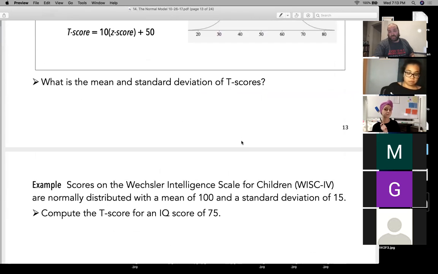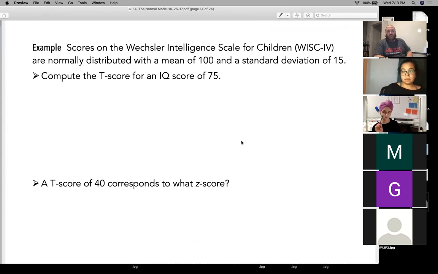Okay, so let's just do an example of this. Scores on the Wechsler Intelligence Scale for Children, the WISC-4, because the first 3 were bad enough, are normally distributed with a mean of 100 and a standard deviation of 15. Compute the t-score for an IQ score of 75.